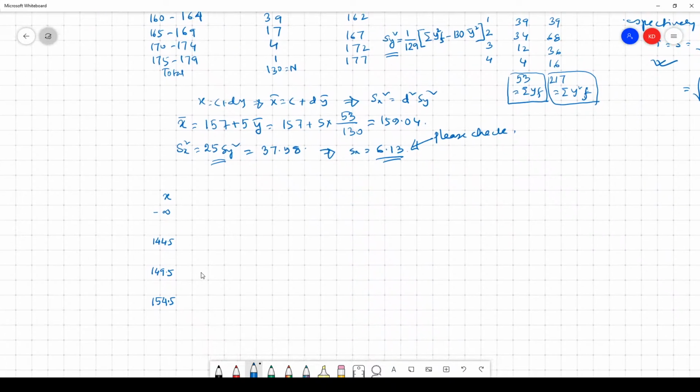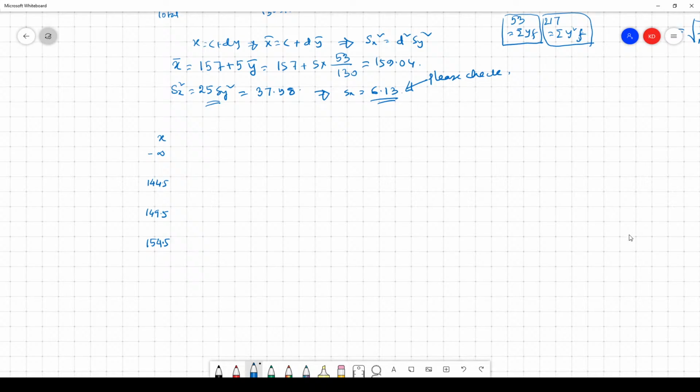So then the next part is 159.5. Just add 5, because the width of the class interval is 5. You get all upper limits of class boundaries.